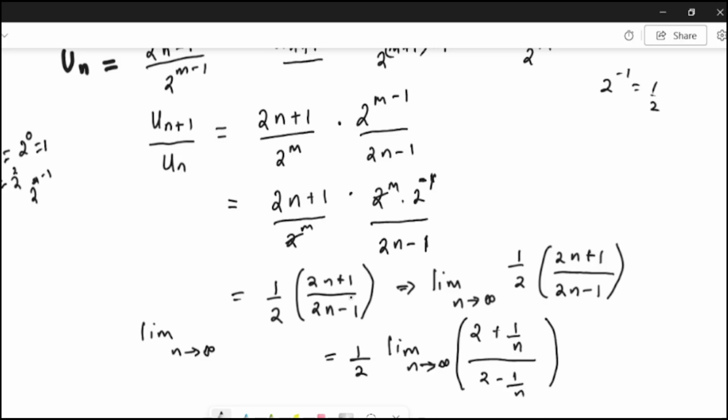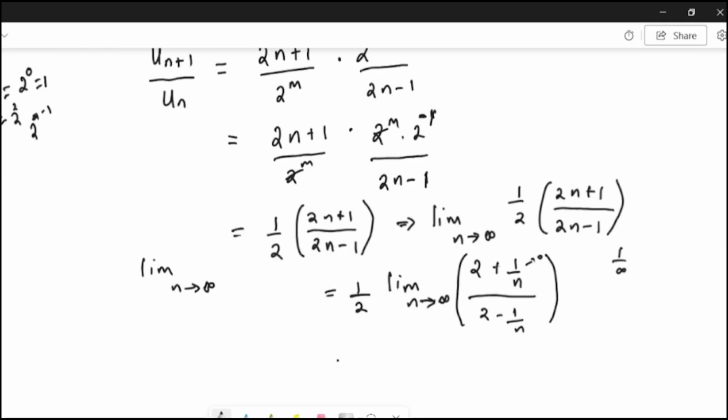But now this value here will tend to 0 because we have a very big number. We are dividing 1 by a very big number. The bigger the denominator, the smaller the value when you divide 1 or any other number. So we are going to say that this one is tending to 0, the other one is also tending to 0. So we're going to have a half into 2 over 2, which gives us a half.